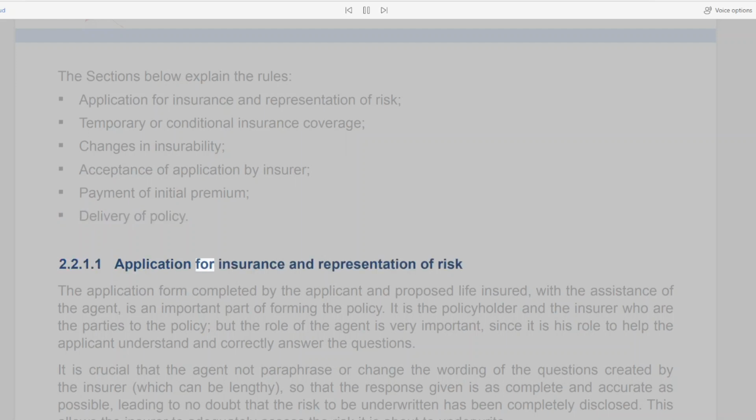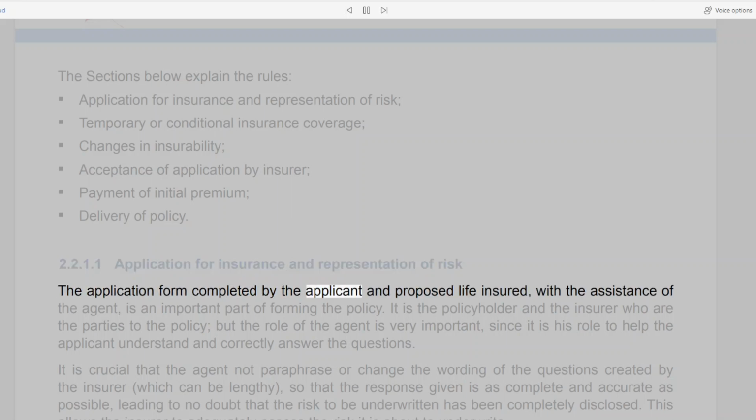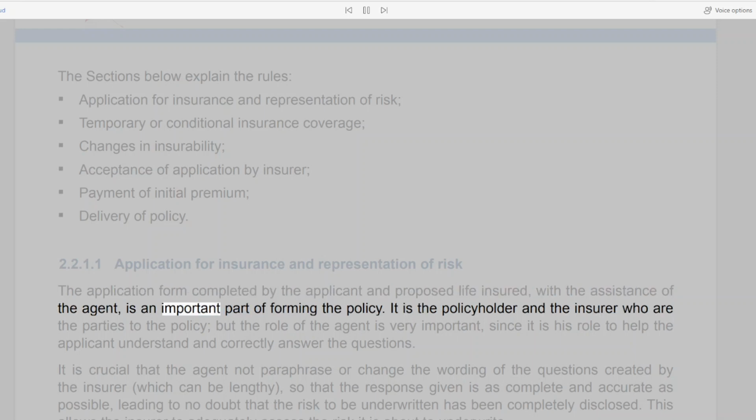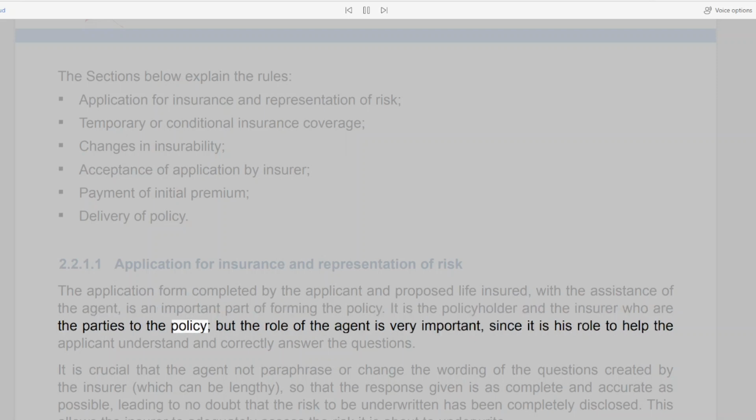2.2.1.1 Application for insurance and representation of risk. The application form completed by the applicant and proposed life insured, with the assistance of the agent, is an important part of forming the policy. It is the policyholder and the insurer who are the parties to the policy, but the role of the agent is very important, since it is his role to help the applicant understand and correctly answer the questions.